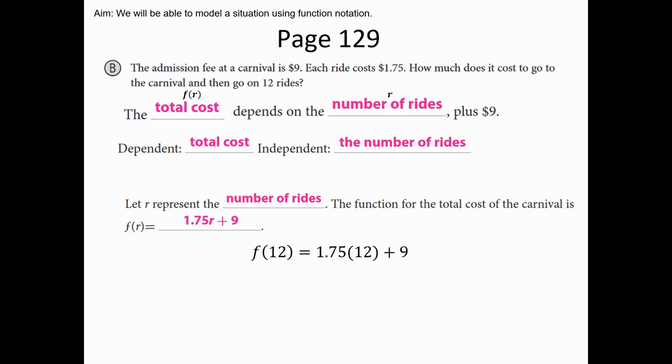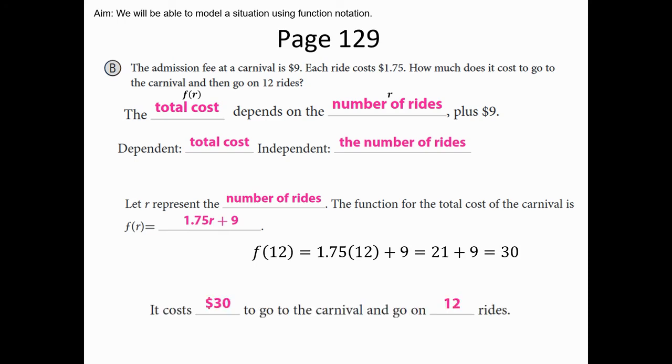1.75 times 12, put that in your calculator, you get 21. 21 plus 9 is 30. So with this information, I know that if I put in 12 right here, I will get 30. 12 represents the number of rides, and 30 represents the total cost. So as a final statement, I could say it cost me $30 to go to the carnival and go on 12 rides.